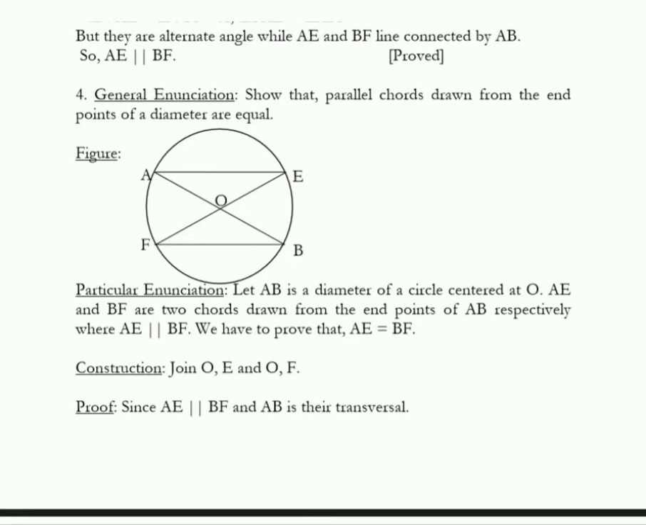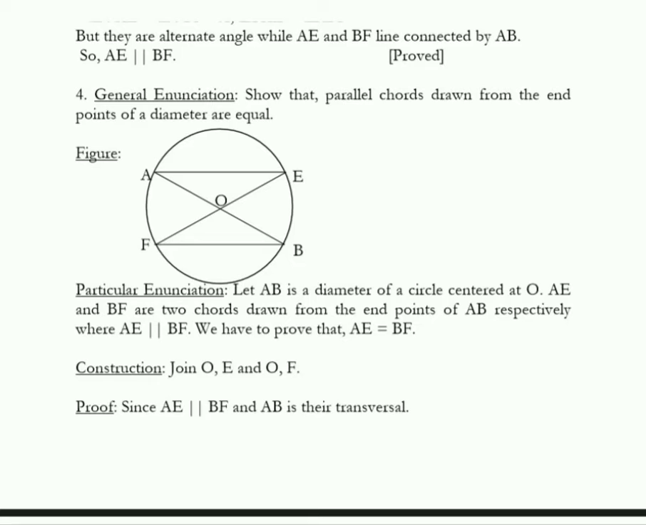Similarly, we start: let AB be the diameter of a circle centered at O. AE and BF are two chords drawn from the endpoints of AB respectively. Earlier in number 3 we proved that if AE and BF are equal, they are parallel. Now we have to prove that if AE and BF are parallel, then AE and BF are equal. Construction: similarly, OE and OF are joined.